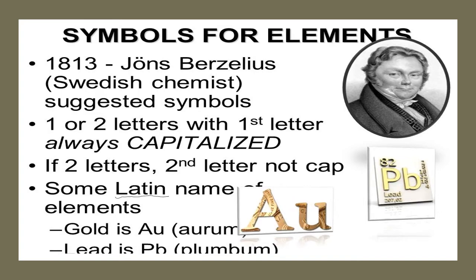So whenever you're looking at the periodic table and trying to find gold, and you go, well, that's kind of weird, gold is represented by Au, and lead, which is spelled L-E-A-D, is represented with capital letter P next to small letter b. Well, that's because they're using the Latin names to name these two elements.